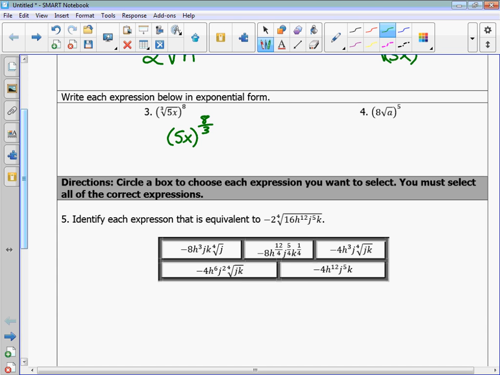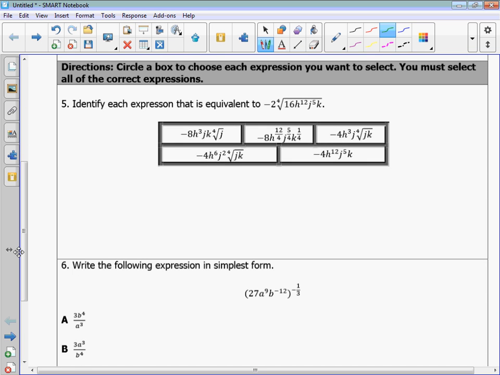Next, we have 8 square root of a, all that in parentheses, so 8 times the square root of a in parentheses, and raise that to the 5th power. Well, in this case, the 8 has nothing to do with the radical. It's multiplied, but it is not part of the radical. So we're going to raise 8 to the 5th power, and then it's times square root of a to the 5th power. Let's change square root of a to the 5th to a to the 5/2. So in exponential form, it's 8 to the 5th power times a to the 5/2 power.